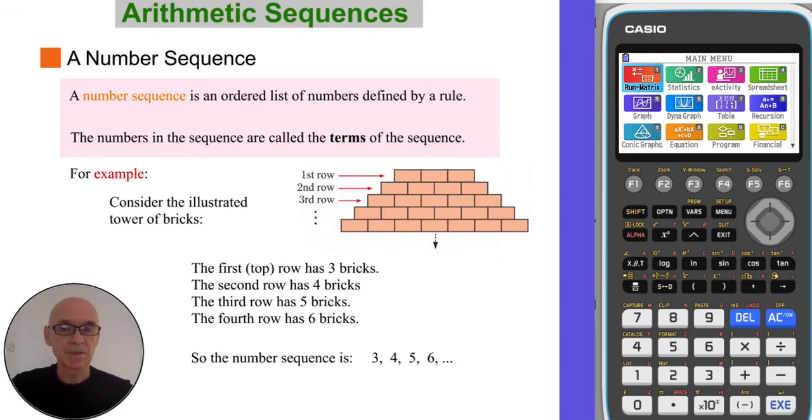A number sequence is an ordered list of numbers defined by a rule. The numbers in the sequence are called the terms of the sequence. If you look at the example shown here, the first or the top row has 3 bricks, the second row 4 bricks, the third row 5, and the fourth row 6. So the number sequence of bricks is 3, 4, 5, and 6.